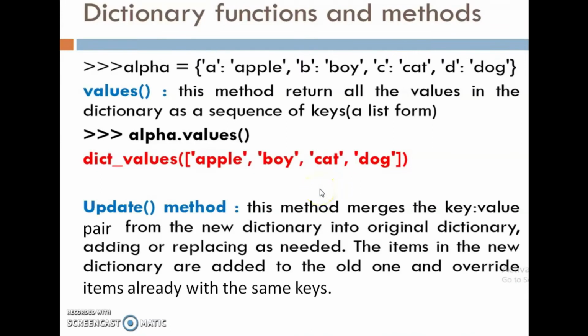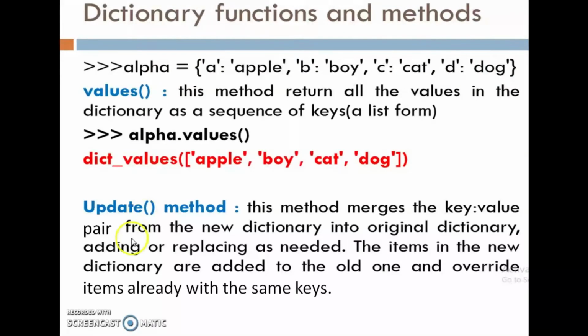Then next one, values. This method returns all the values in the dictionary as a sequence, in list form itself. alpha.values(). All the values we can see, that is apple, boy, cat, dog. These are the values from this dictionary alpha.